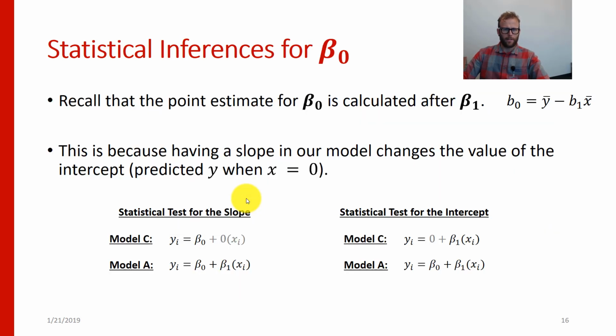Well, recall that the point estimate for beta 0 is calculated after beta 1. So when we're fitting these things, we calculate b0 as the average y minus the slope times the average x. And this is because having a slope in our model changes what the intercept actually means. So it's always going to be the predicted y when x is 0. So when we're doing our statistical test for the slope, we have a parameter for the intercept in model C, but we don't have one for the slope.